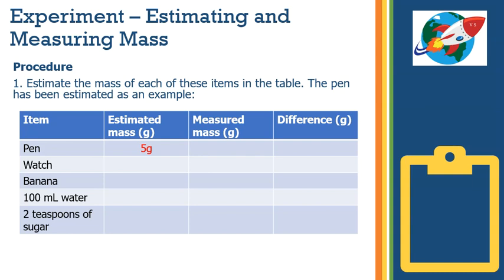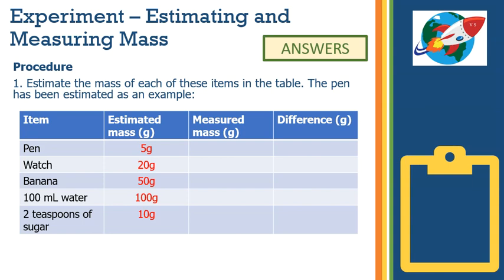So I'd like you to just have a think about what your items weigh, what their mass is, and go ahead and write those numbers in grams in the second column, which says estimated mass. So pause the video now while you do that, and then when you're ready to go on to the next stage, restart the video.